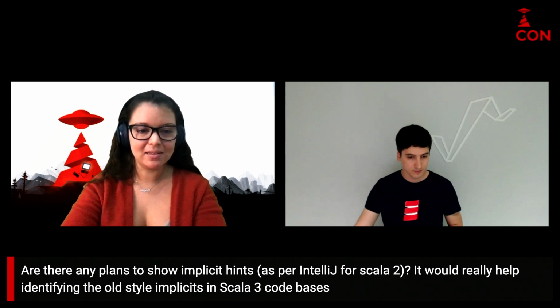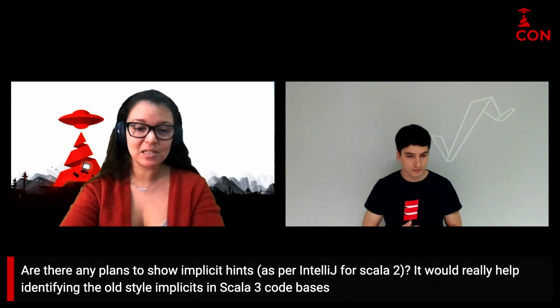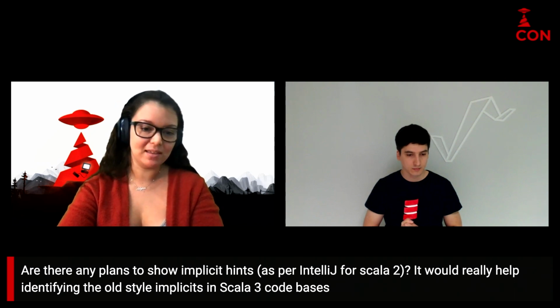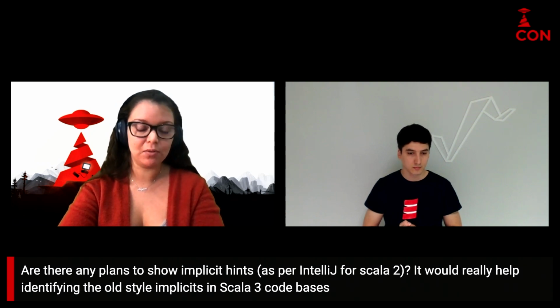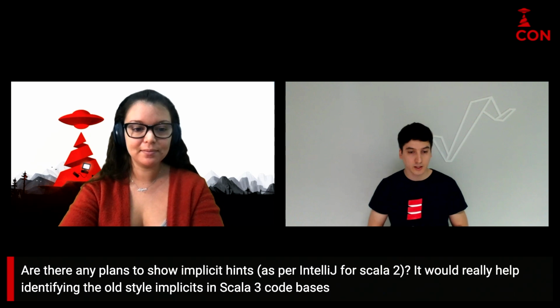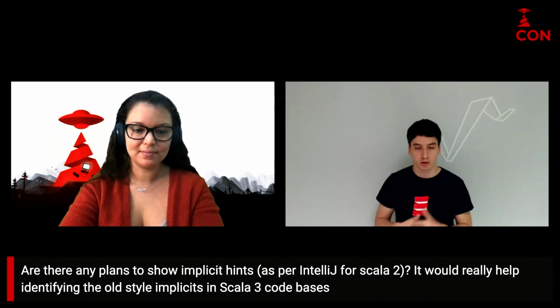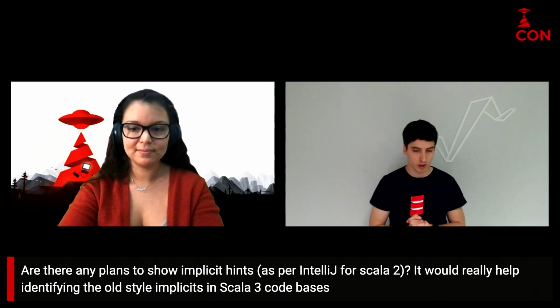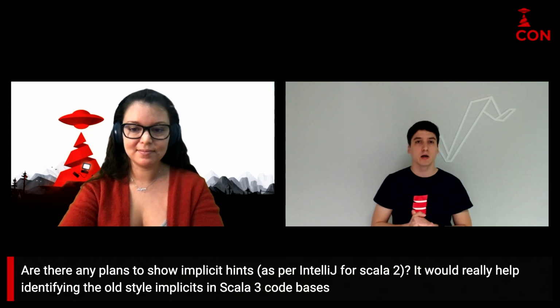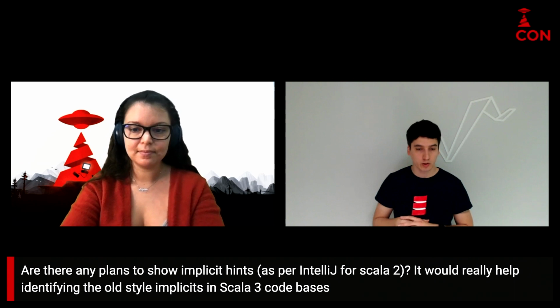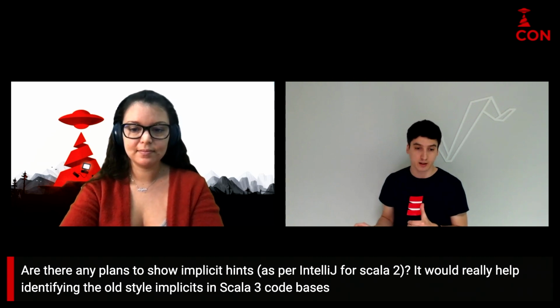Are there any plans to show implicit hints as per IntelliJ for Scala 2? It would really help identifying the old style implicits in Scala 3 code bases. Yes, for sure there are plans for that. I need to check whether it's all included in SemanticDB or not, but Rikito has been doing a lot of work in that regard. He did some PRs that I'm not sure were merged currently, but for sure we plan to support everything that we support for Scala 2.